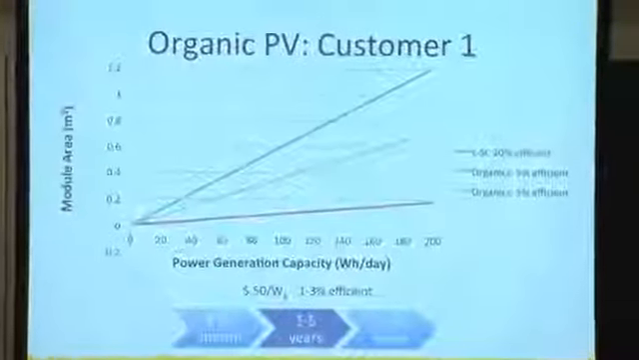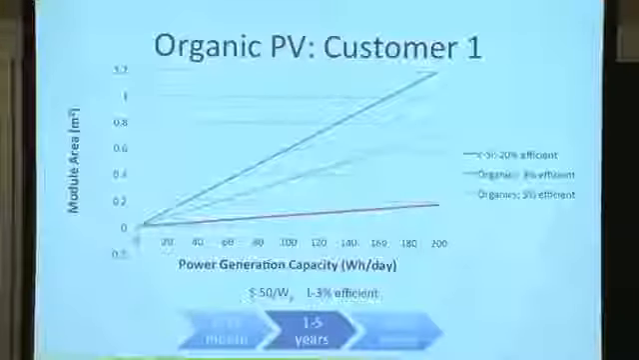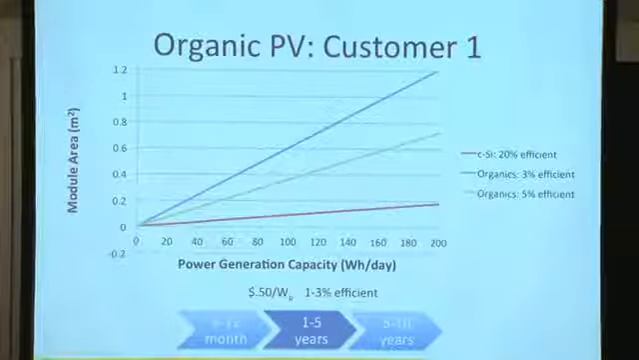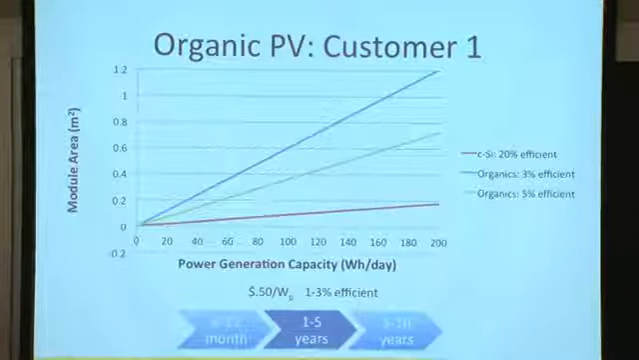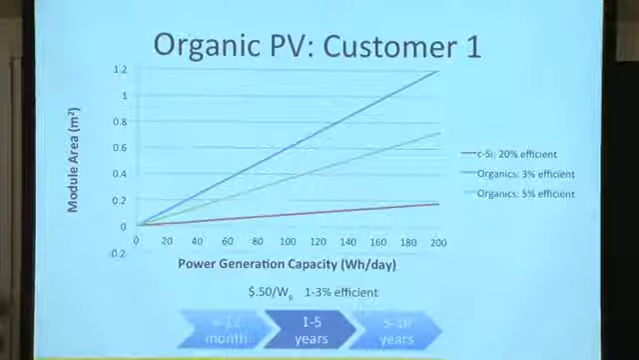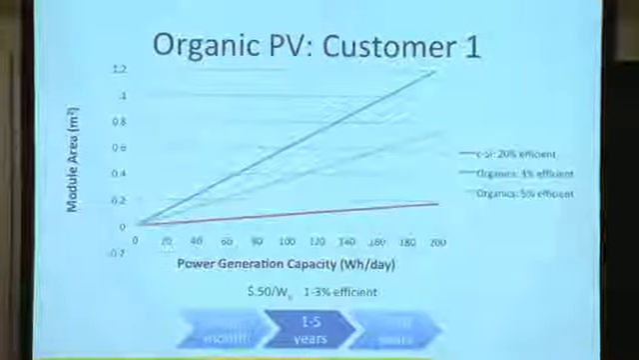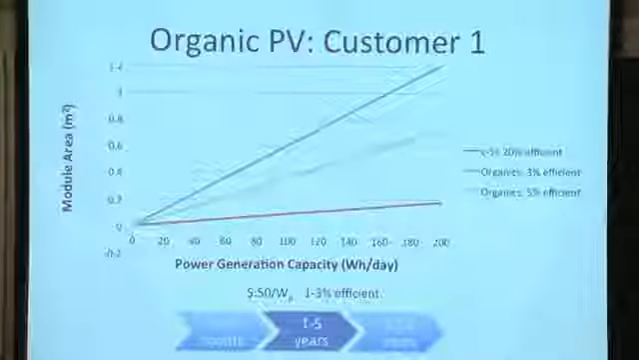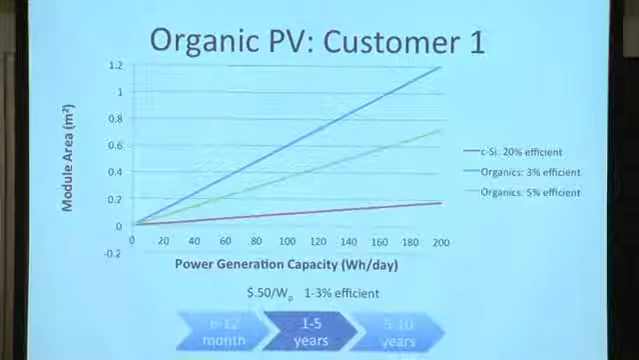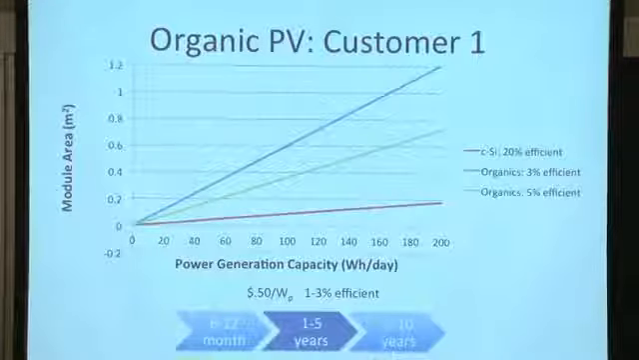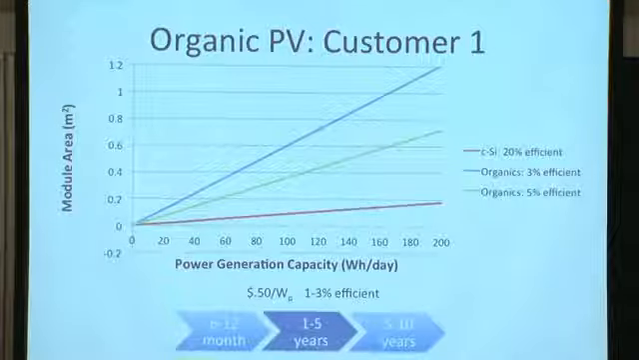So the first thing we're going to look at is how organic PV could play a role in the inexpensive SPL for the first customer. And this is a plot of the module area required for various power generation capacities. And it compares 20% efficient silicon with 3 and 5% efficient organic PV. And basically what this shows is that to generate the same amount of power as a silicon cell, you need a substantially larger area of organics because it's so much less efficient than the silicon.